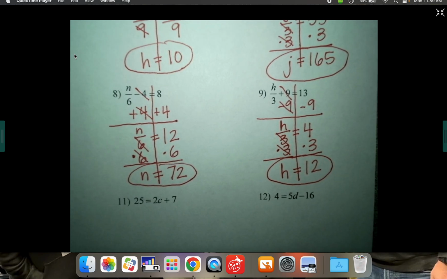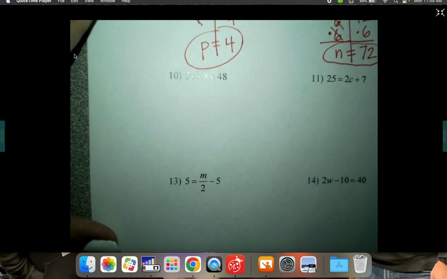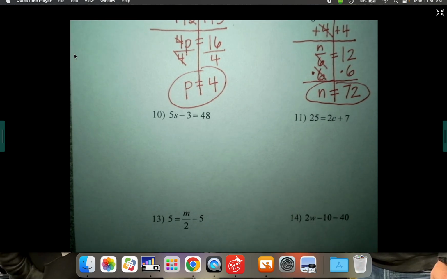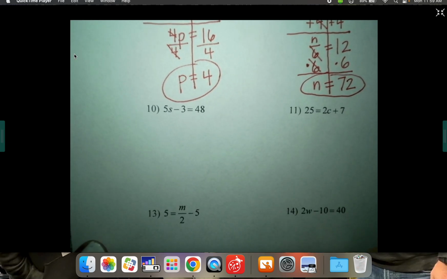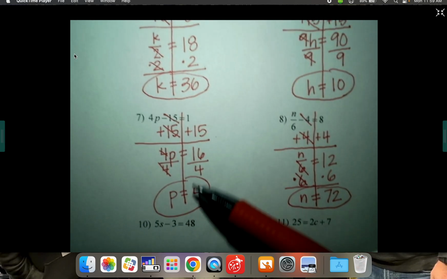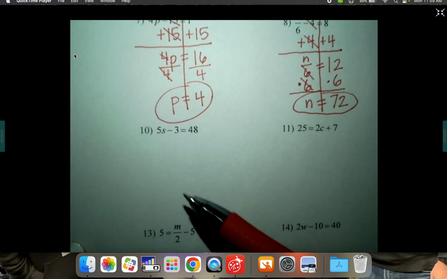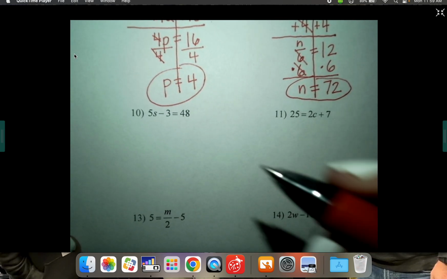All right. Again, if I'm going too fast, please pause the video and try the work, or even pause it and try it on your own, and then skip ahead and make sure you're doing it correctly with all of your work shown. Okay, number 10, 5s minus 3.